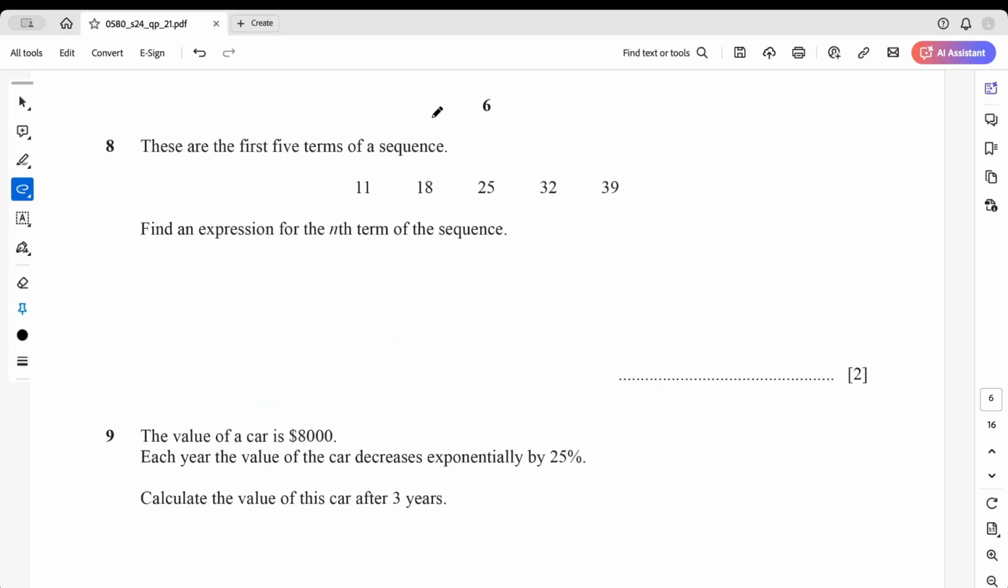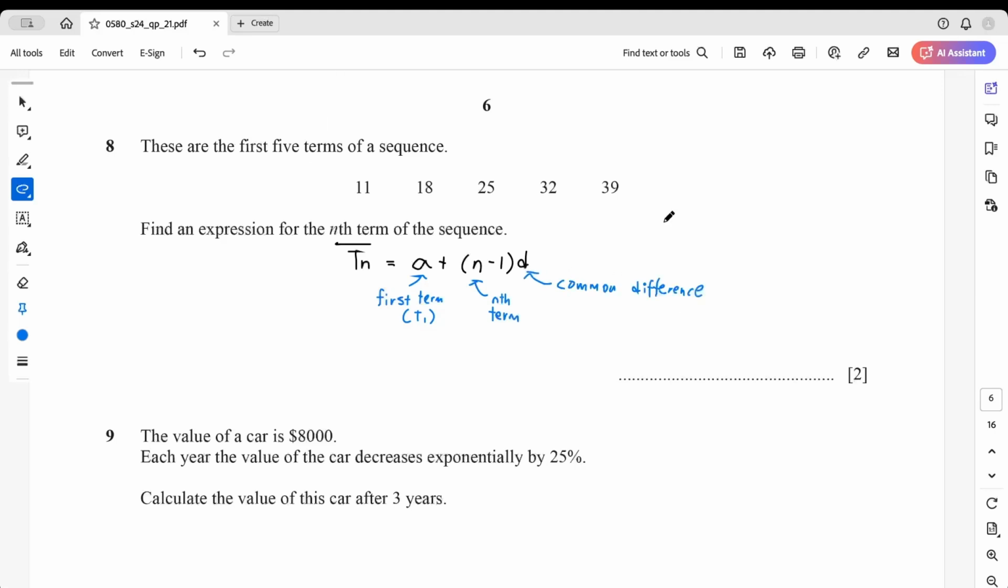Question 8. These are the first 5 terms of a sequence. Find an expression for the nth term of the sequence. So nth term of the sequence you can find by using the formula a plus n minus 1 d. Recall that a is the first term of the sequence, t1, n is your nth term that you're trying to find, and d is your common difference.